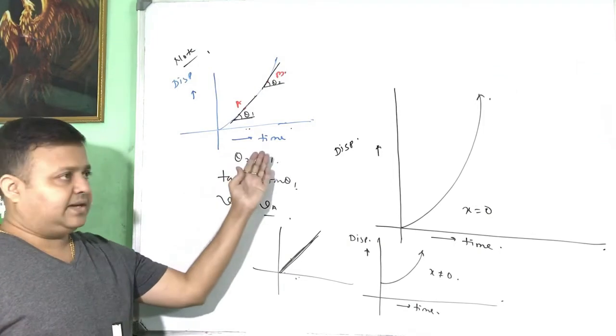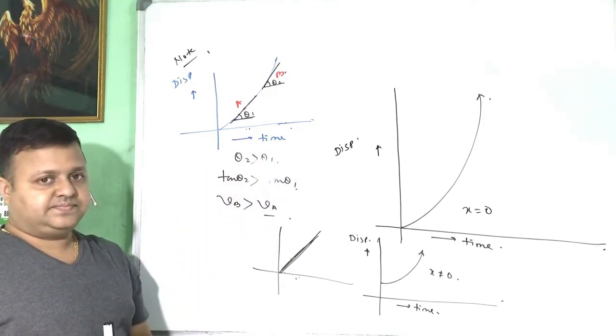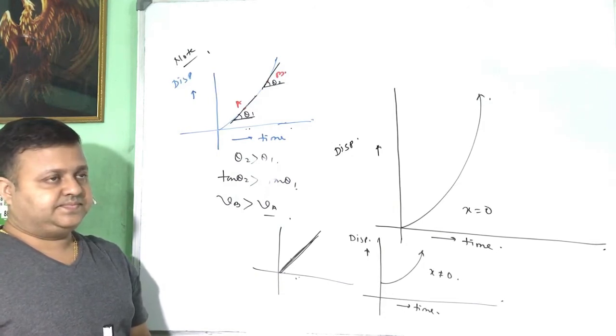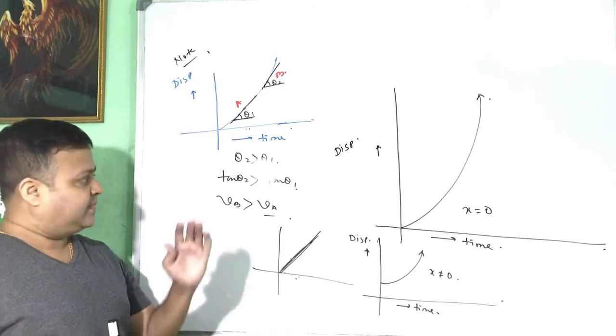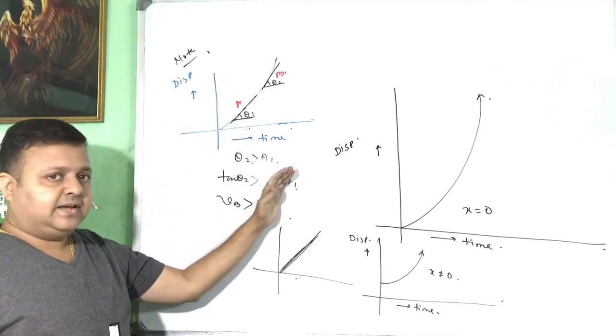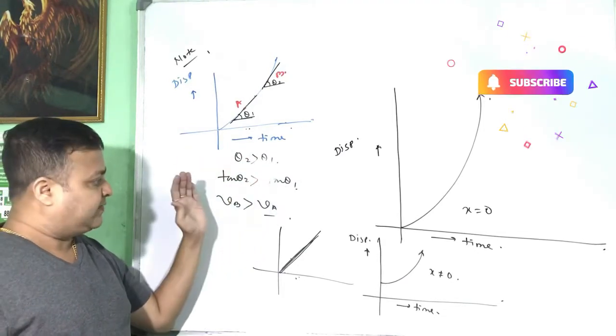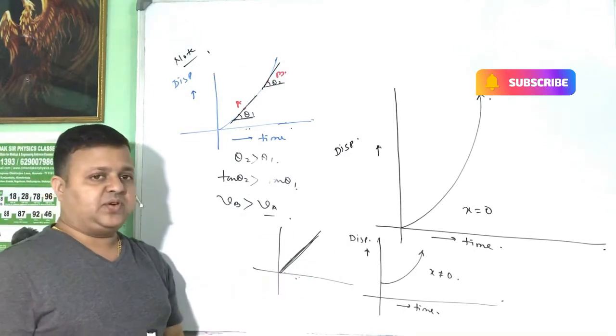Here theta 2 is greater than theta 1 according to this figure. So tan of theta 2 is greater than tan of theta 1. That means the slope at point B is greater than the slope at point A. What is the slope of the displacement-time curve? It gives the velocity. That means the velocity at point B is greater than the velocity at point A.